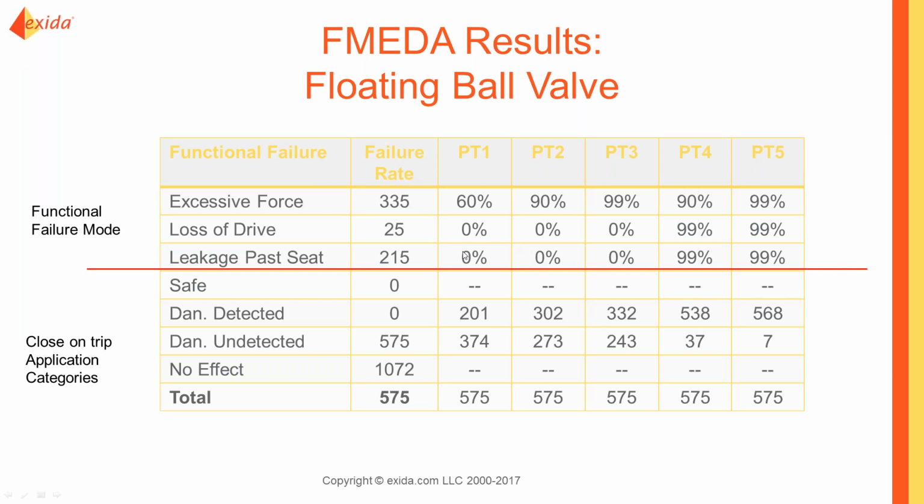So in that case, with a partial valve stroke test, you're going to find 60% of the binding failures, and you won't find any loss of drive or leakage failures. And so you could go anywhere from a dangerous detected failure rate of 201 to 568, depending on what proof test you use.